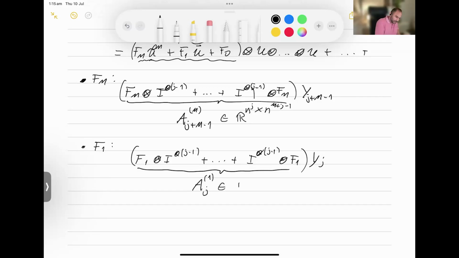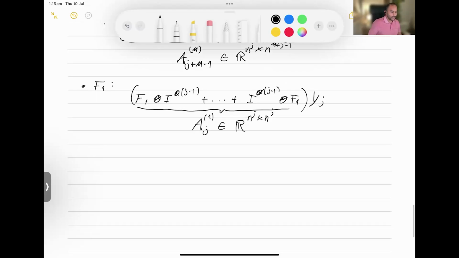And this is just n j times n j. I was dealing with square matrices at the beginning, the matrix F1, and here the new operator is still a square matrix.